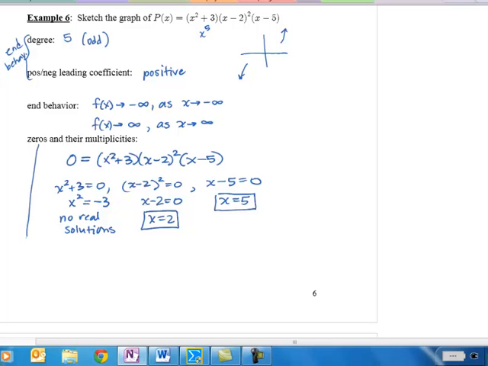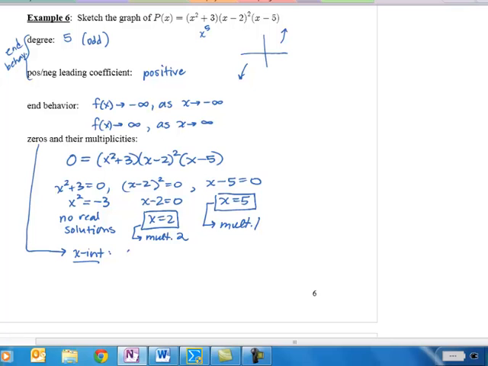So remember, the zeros and their multiplicities tell us the x-intercepts, because this is where the function is 0. So there were no x-intercepts connected to this first factor. X equals 2 is an x-intercept of the graph, and this 0 is multiplicity 2 because of the exponent 2 on that factor, and x equals 5 is multiplicity 1.